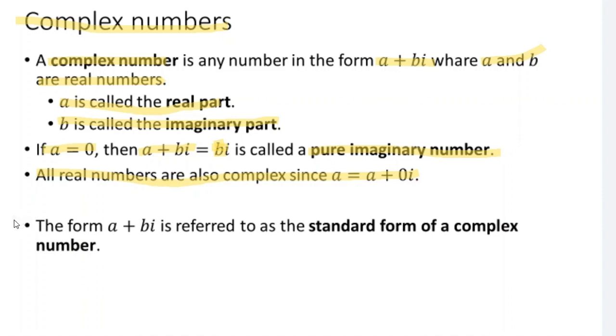When it comes to simplifying complex numbers, we want to write complex numbers in what we're going to call the standard form. The form a plus bi, which we've seen in the definition of a complex number, is referred to as the standard form of a complex number. And whenever we're trying to simplify expressions or perform operations with complex numbers, we want our answer written in the standard form of a complex number.